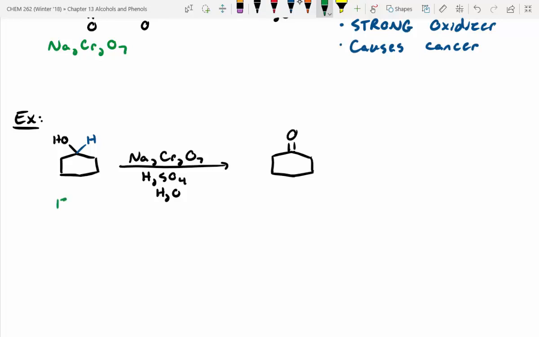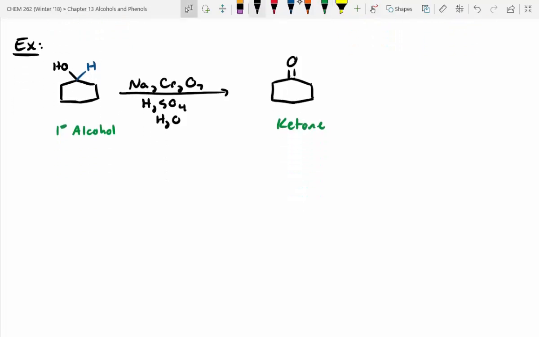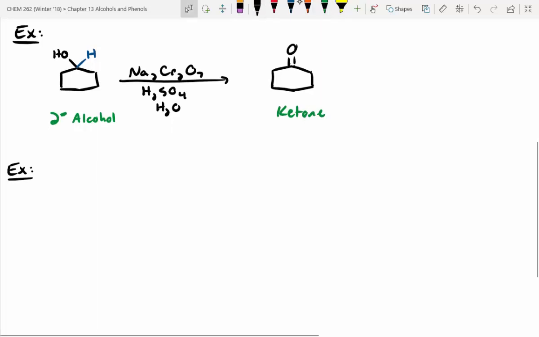Just like we saw before, primary alcohols, the only place you can take them when you oxidize them is to a ketone, at least that we know of right now. Make sense? Let's take a look at a slightly more complicated one. Oh, sorry, secondary. Thank you. That's why I keep you guys around. Keep me honest. All right, let's do another one.